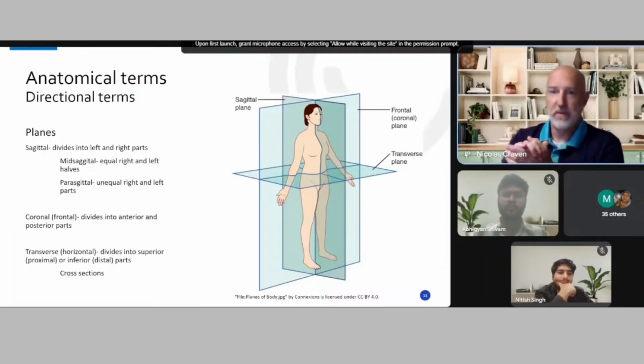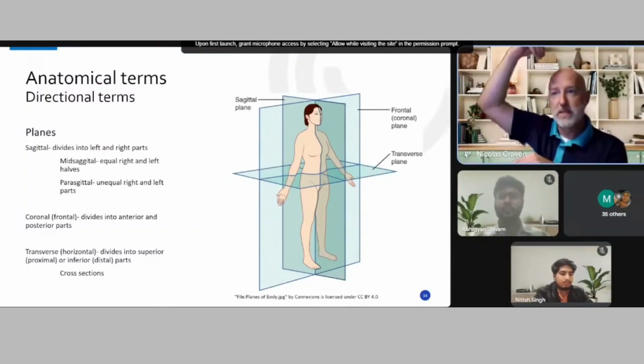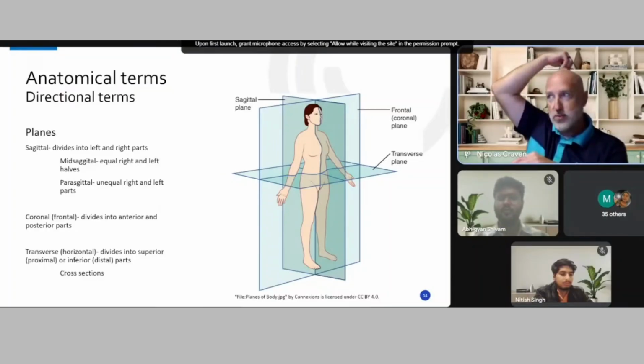Just finishing up with some more terms in regards to directional terms. We also have these different planes, and there are three of them. There's the sagittal plane, a coronal plane, and a transverse plane. What the sagittal plane does is there's a suture in your skull called the sagittal suture, and it basically runs in this direction. Hopefully you can see my head. You can see me touch my head here.